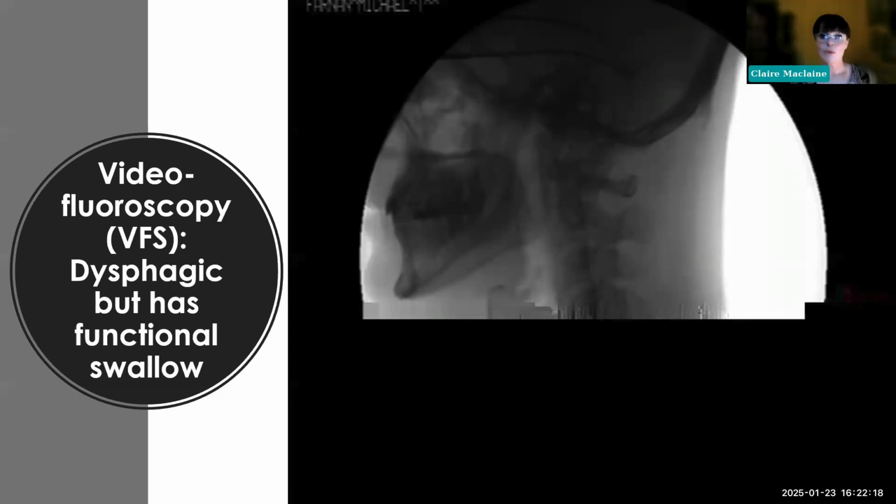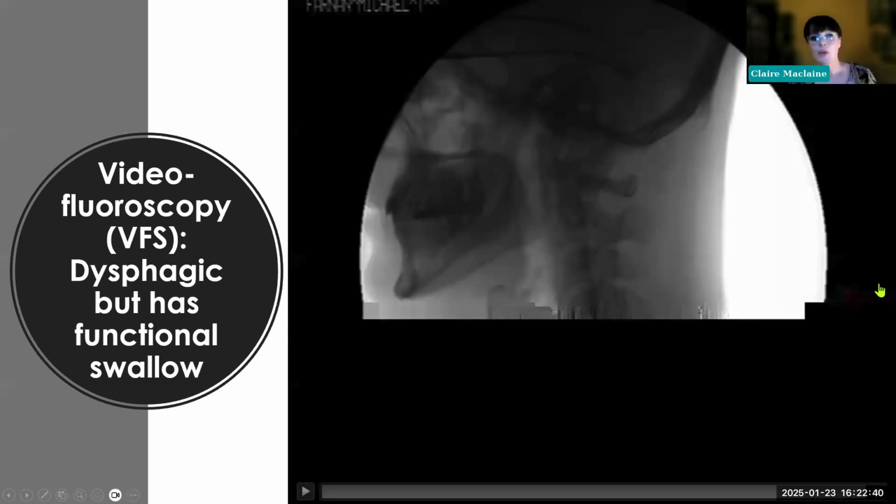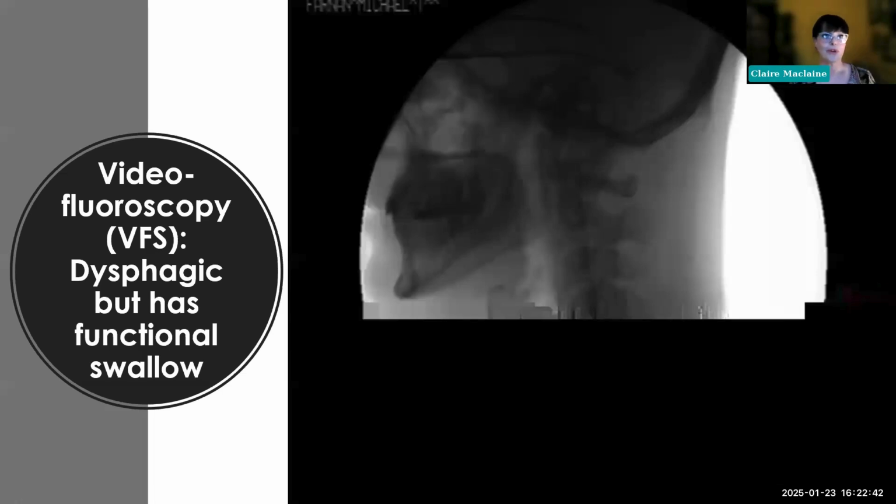So this is what we call a video fluoroscopy, and this is quite an old video. It's very grainy. They're much better quality now. And this person does have some dysphagia, but their swallow is functional. So they've got a swallowing problem, but it's not making them choke. It's not going down into the airway, and they're actually able to get food and drink in. This is not one of my patients, so I don't know whether they're able to eat and drink enough to meet their nutritional and hydration needs.